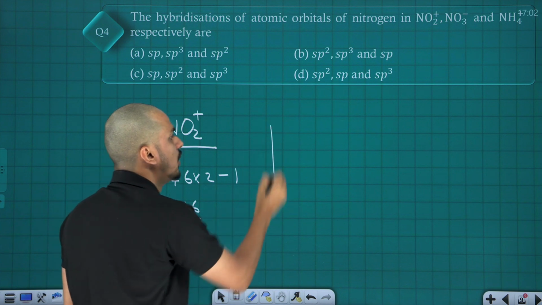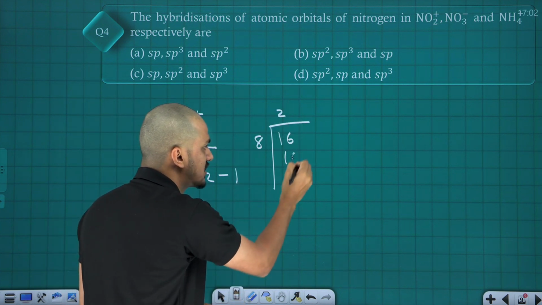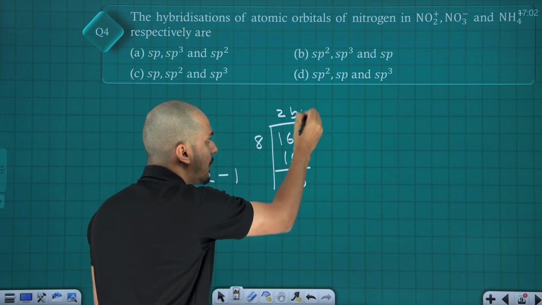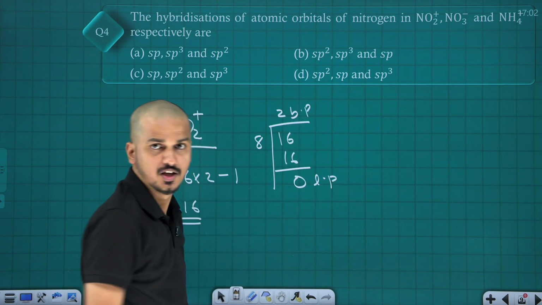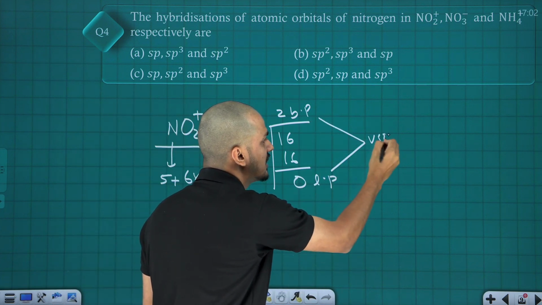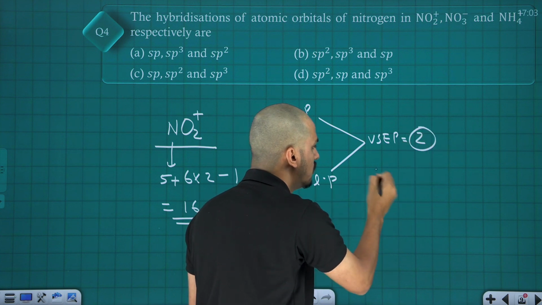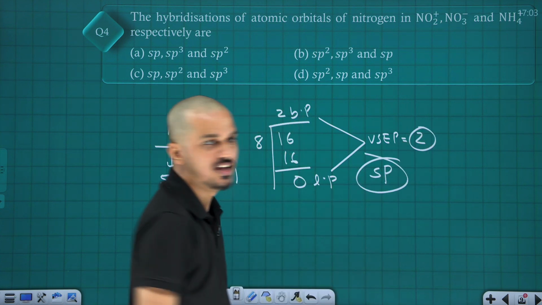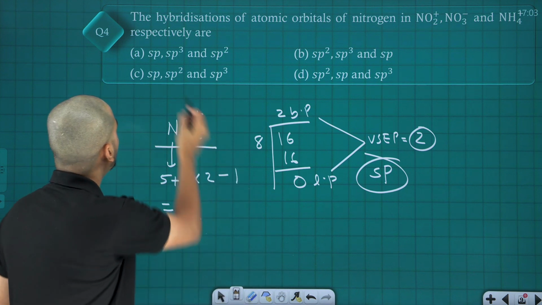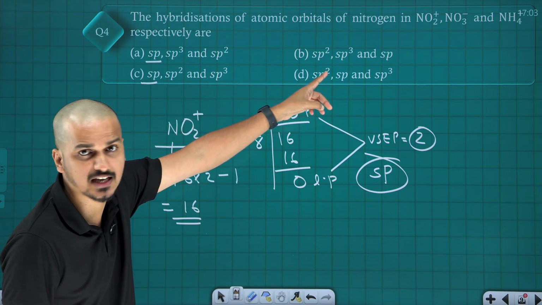What do you want to do? You have to divide 16 by 8. So 2 8s are 16. Remainder is 0. So here 2 bond pair, 0 lone pair. You add them to get VSEPR number: 2 plus 0 means 2. VSEPR number 2 means hybridization is sp. In NO2+, hybridization is sp. You can check it, 2 options are there. NO2+ is sp.